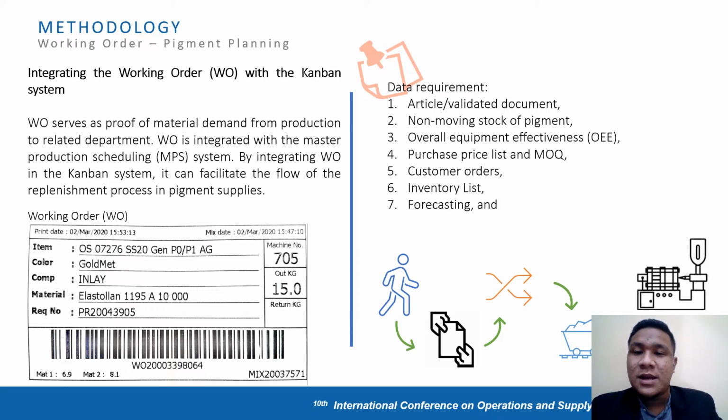Okay, some data we need is article document, and then non-moving stock pigment data, OEE data, and then the purchase price list and MOQ, and then customer order and inventory forecasting. You can see on the pictures, first the operator will request the material using the working orders and hand over to the material department, and then the material department processes the request and starts to mix resins with the pigment and delivers to the machine written on the working orders.